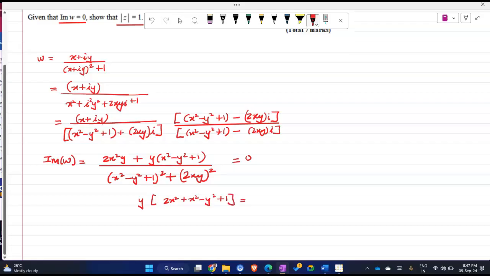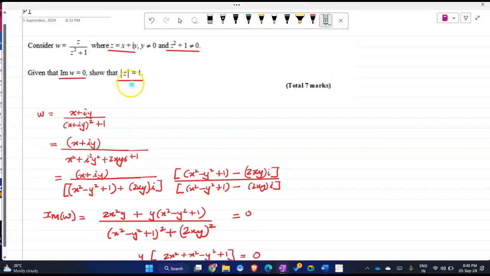I'm making a sign mistake somewhere, because you have to prove that x square plus y square is equal to 1. And this will cross multiply. So check for sign mistake. One second. Let's start from the beginning.